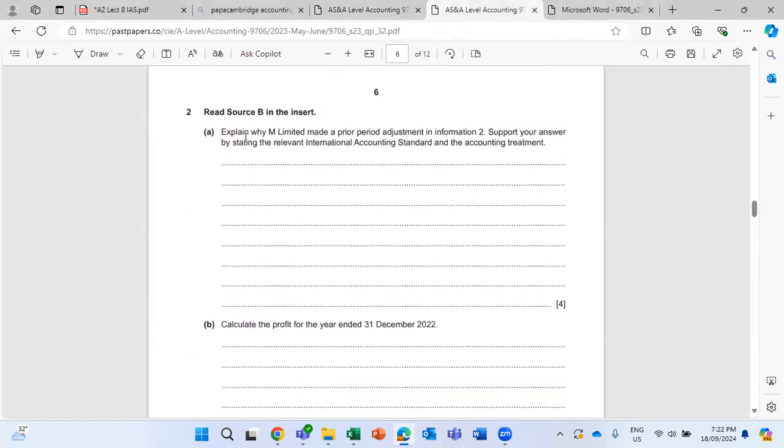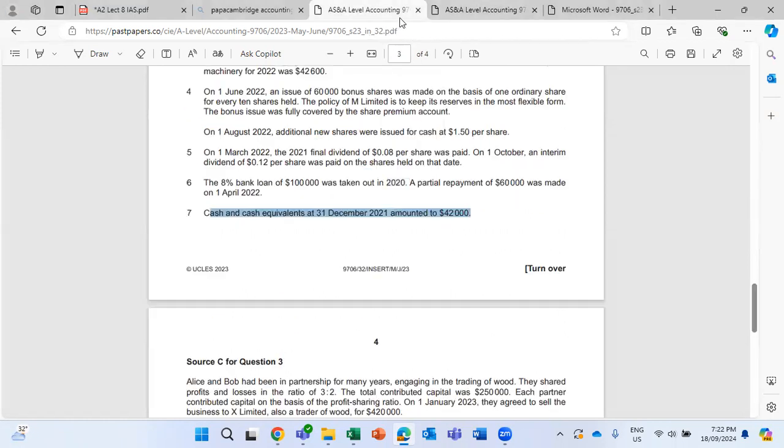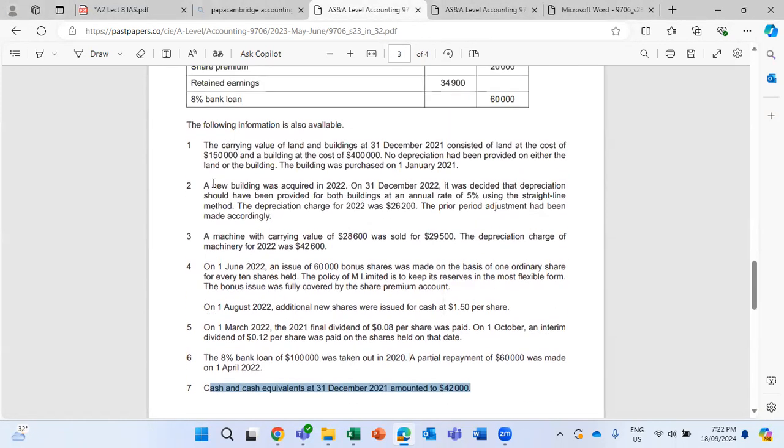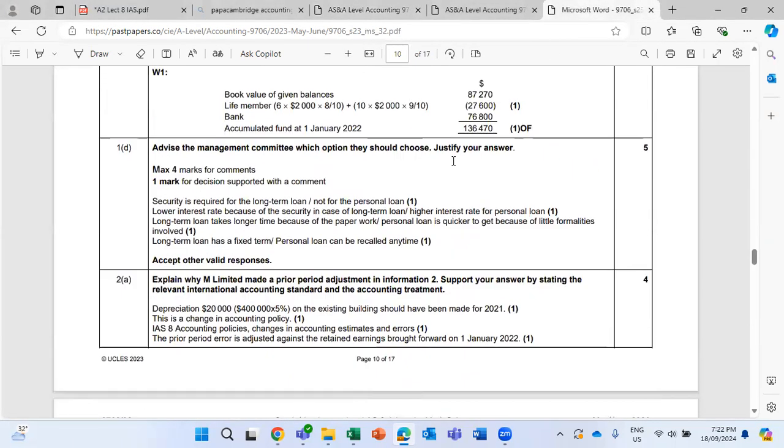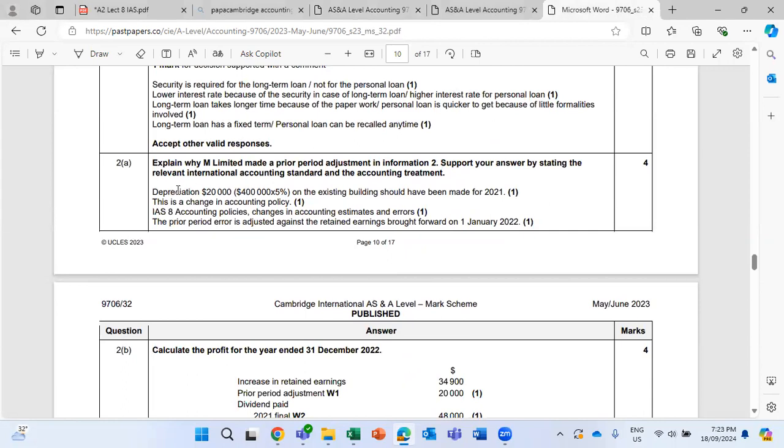Okay, question: explain why M Limited made a prior period adjustment in information 2. Support your answer by stating the relevant international accounting standard and the accounting treatment. So in information 2, the depreciation was 20,000. How do you get 20,000? It's 400 times 5% on the existing building, which should have been made for 2021.